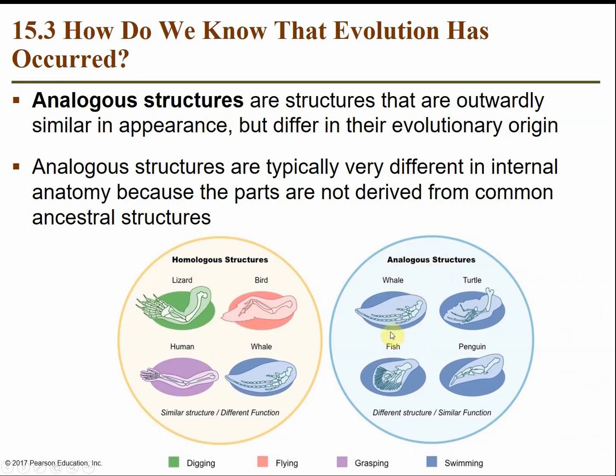So again, the example of the flippers. So these analogous structures are typically very different in their internal anatomy because, again, they're not derived from that common ancestry. So even though all of the forelimbs of these different organisms are very different in their function, they're still based on that same arrangement of bones. So the humerus, the radius, the ulna, and the carpals and the fingers. Whereas these analogous structures, even though they're all flippers, the bone structure is very, very different between the four.